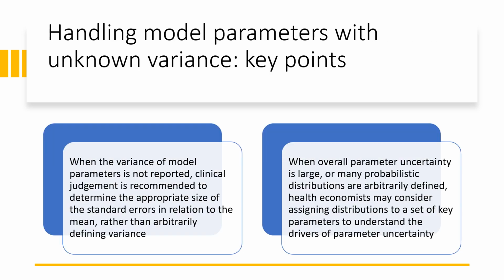Handling model parameters with unknown variance, key points. When the variance of model parameters is not reported, clinical judgment is recommended to determine the appropriate size of the standard errors in relation to the mean, rather than arbitrarily defining variance. When overall parameter uncertainty is large, or many probabilistic distributions are arbitrarily defined, health economists may consider assigning distributions to a set of key parameters to understand the drivers of parameter uncertainty.